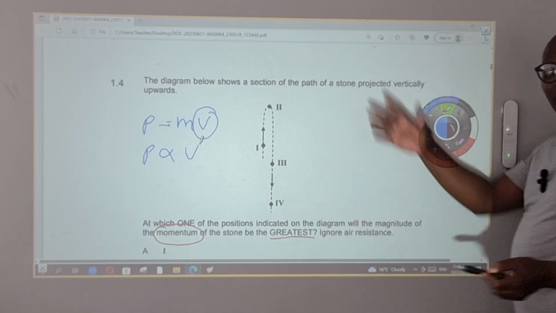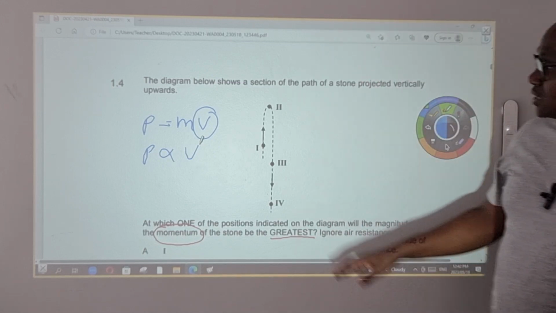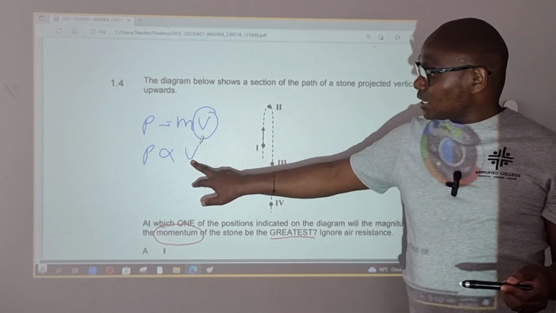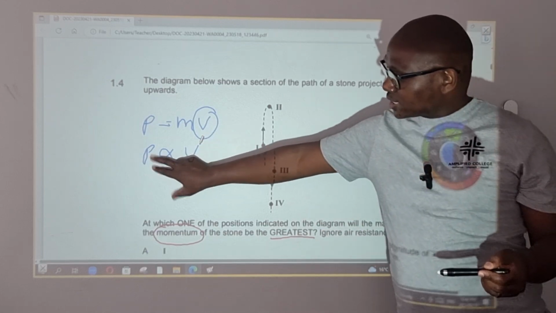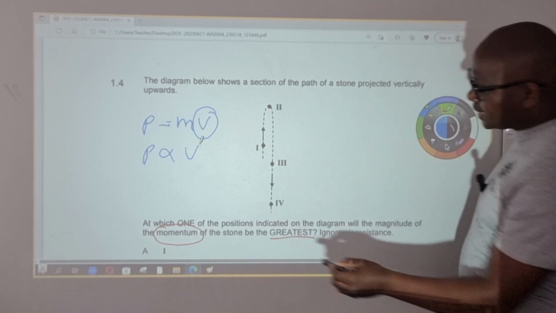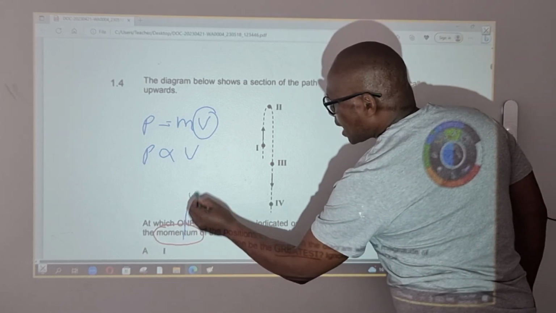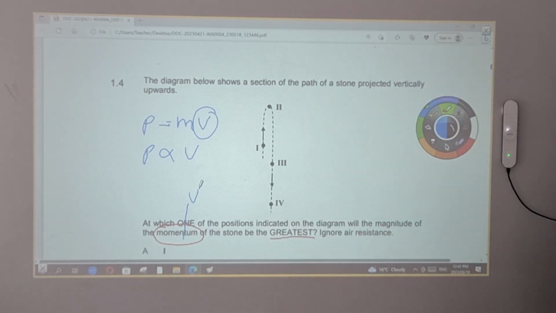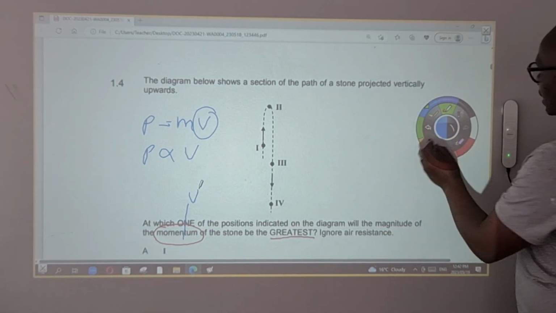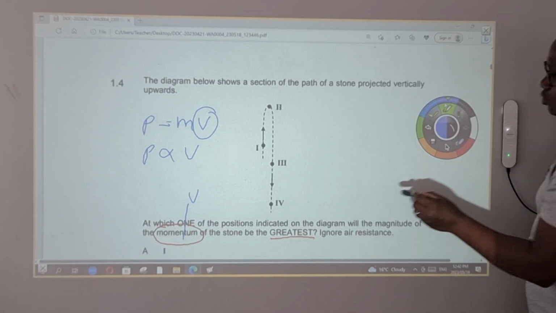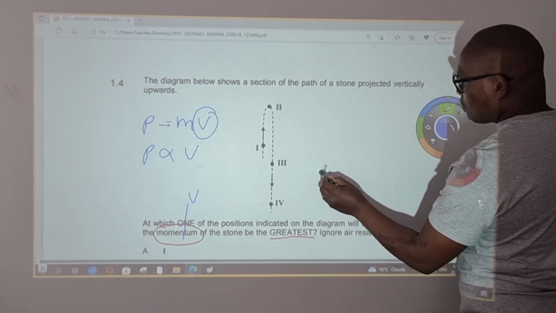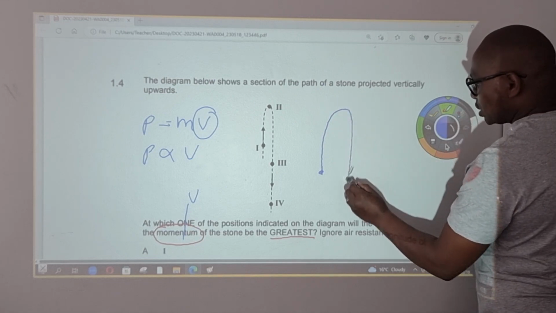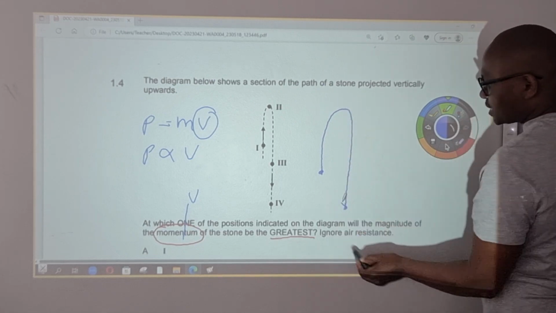The examiner understands that you have already done momentum. So you know that a greater velocity means a greater momentum. So indirectly, the examiner is asking you where the velocity is the greatest here. So now you must have this background, where we know that when something is projected upward, it goes up and then comes back, whether to the point of projection or past that particular point, which is the case here.